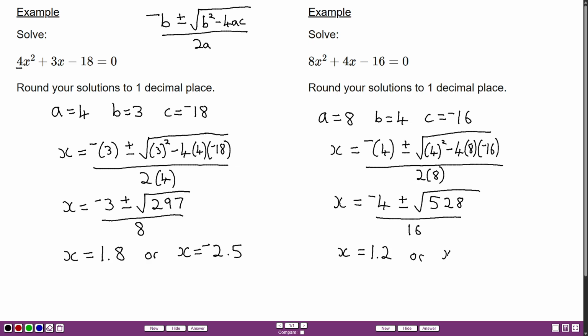Or if I go back and do a subtraction of the square root of 528, I'll get my other solution. So negative 4 minus the square root of 528 divided by 16. And that comes out to be negative 1.686. So to one decimal place, that's going to be negative 1.7 to one decimal place. And then we're done.